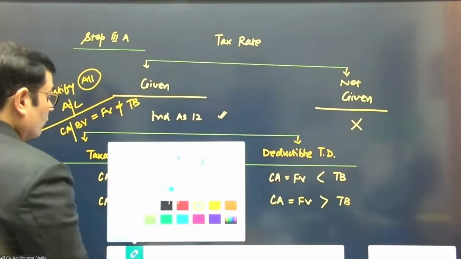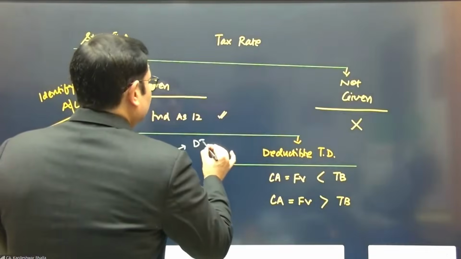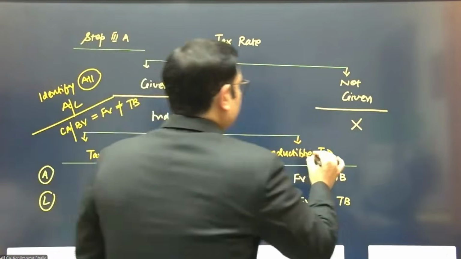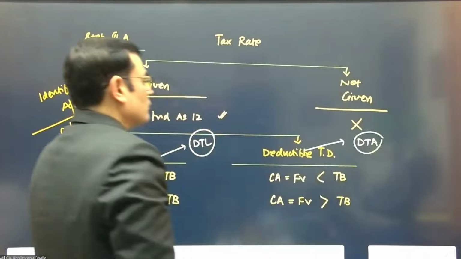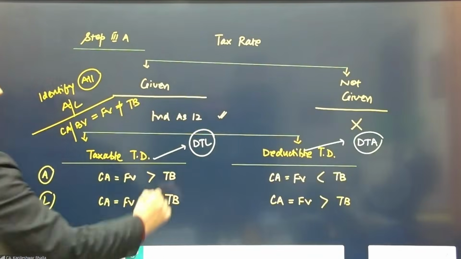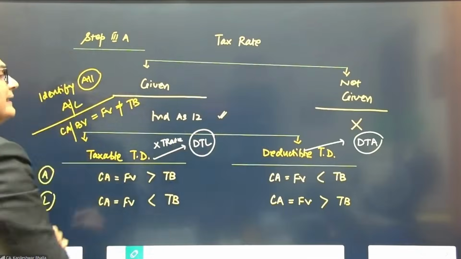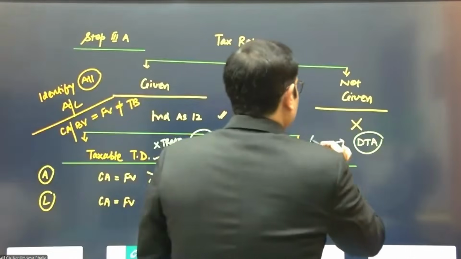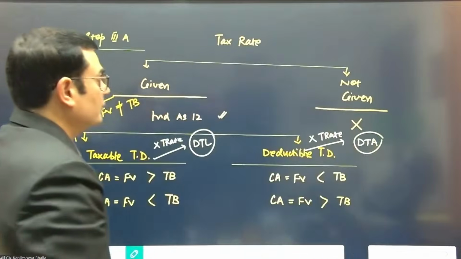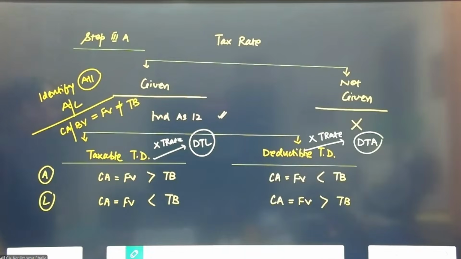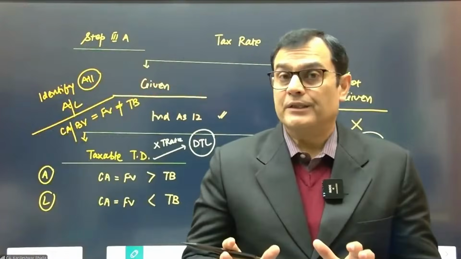And we also know well in advance that taxable differences will lead to a DTL and deductible differences will lead to a DTA. So once you multiply the taxable differences into a tax rate, you're going to get a DTL. When you multiply the deductible differences into a tax rate, you are going to get a DTA. So this is one exercise which you need to apply before you make a list.